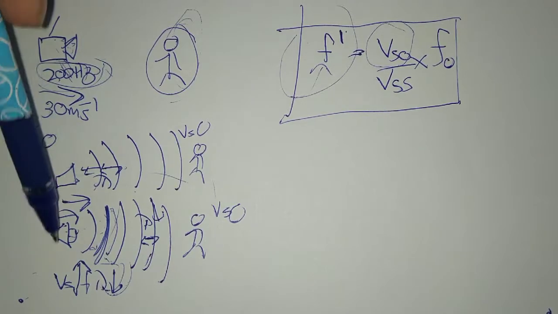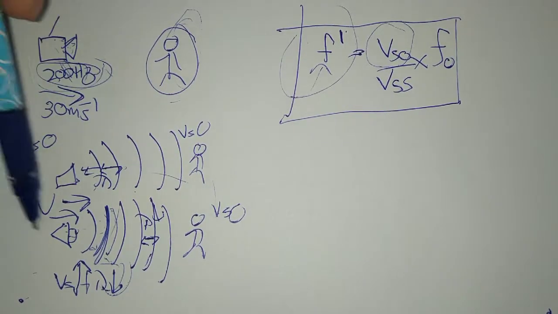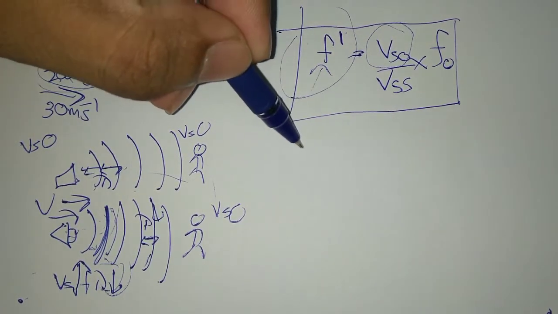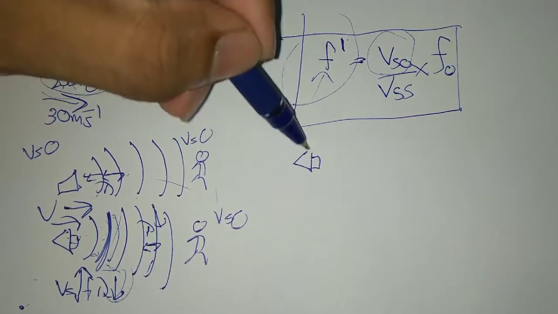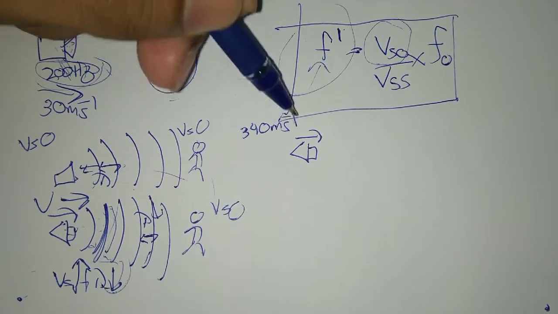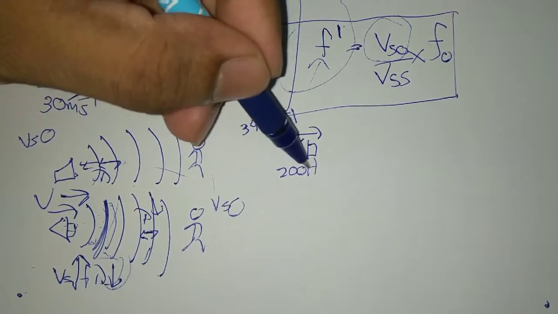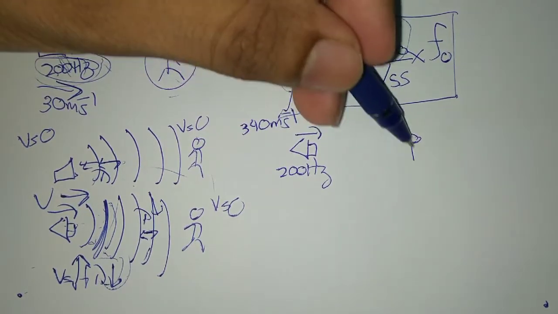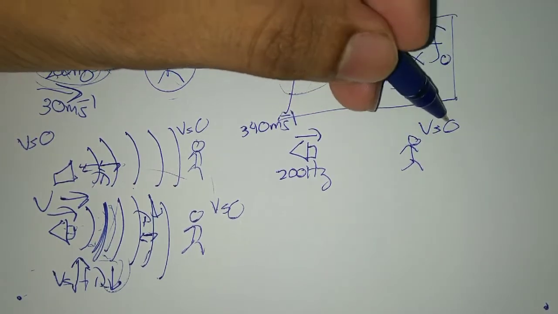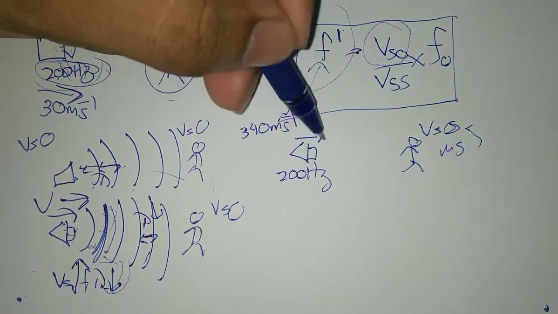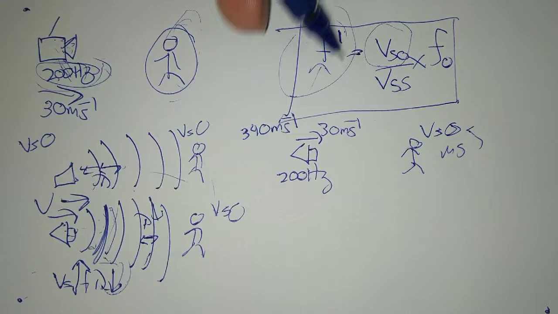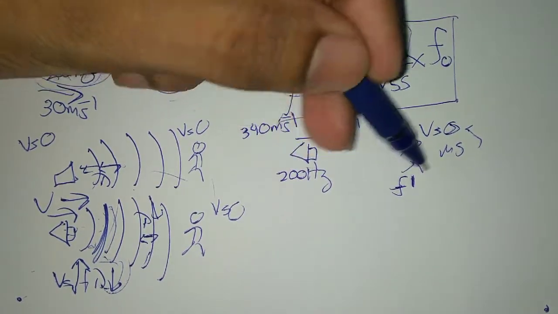That means whether the sound source is reaching the observer, going away from the observer, or both are moving, or whatever the scenario. For example, let's take the same case. Now let's assume the velocity of sound to be 340 meters per second, and the frequency of the sound source to be 200 Hertz. Now let's assume the observer is stationary, that means velocity is equal to 0 m/s. And now let's assume this source speaker is moving towards the observer with a velocity of 30 meters per second. Now let's find the frequency heard by this observer.